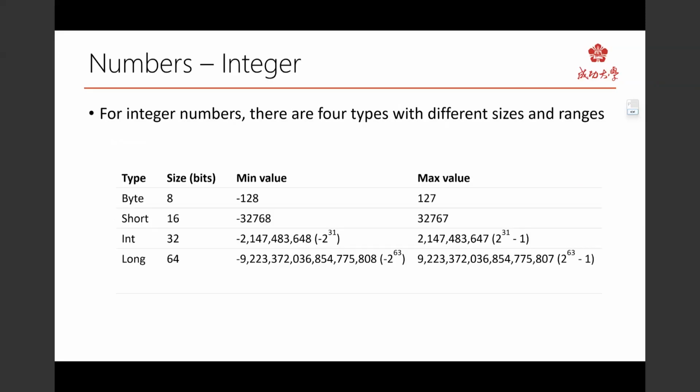The first one, numbers. For integer numbers, there are four types with different sizes and ranges, okay? And they are byte, short, int, and long. And this table on the slide shows the sizes and the minimum and maximum values for each type. You don't have to memorize their sizes and min and maximum values. The important thing to memorize is that if a data type occupies a large amount of memory space, of course, obviously it's going to be able to represent a larger range of values, such as a long.